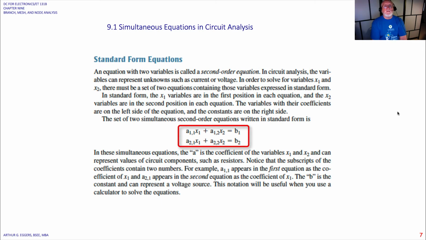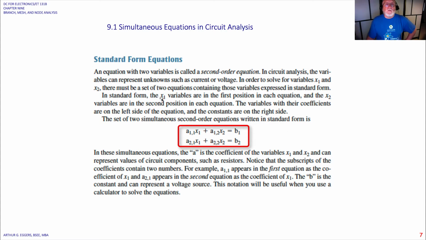The standard form of an equation with two variables is called a second order equation. In circuit analysis, the variables can represent unknowns such as current or voltage. In order to solve for the variables x sub 1 and x sub 2, there must be a set of two equations containing those variables expressed in standard form. What you see in the middle of the page here is the standard form.